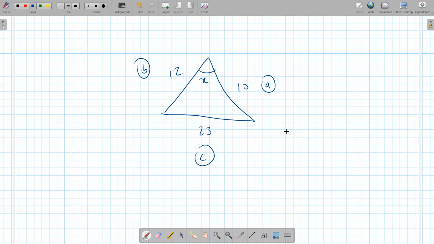So it works like this: C squared equals A squared plus B squared minus 2AB times cosine of C. This is the cosine law you use when you have no angles given.